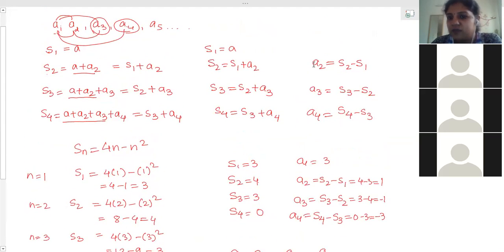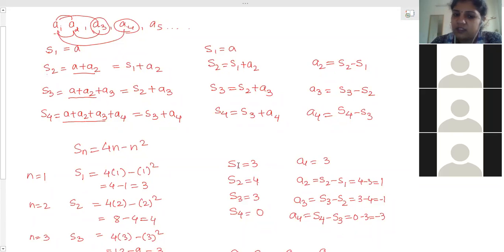So the second term, we can calculate by sum of two terms minus sum of one term. A2 is equal to S2 minus S1. A3 is equal to sum of three terms minus sum of two terms. That means when we get S1, S2, S3 and S4, from that keep subtracting one by one, you will get the terms. That is the terms of AP.